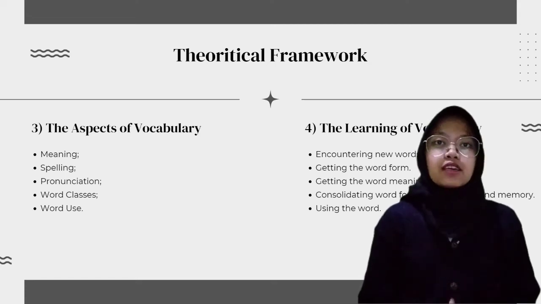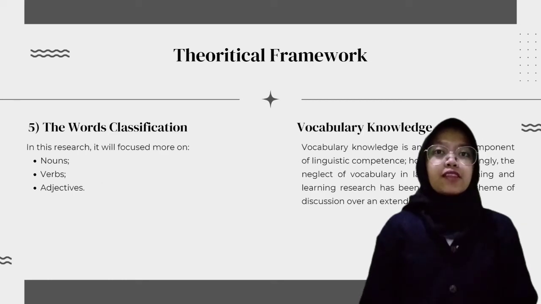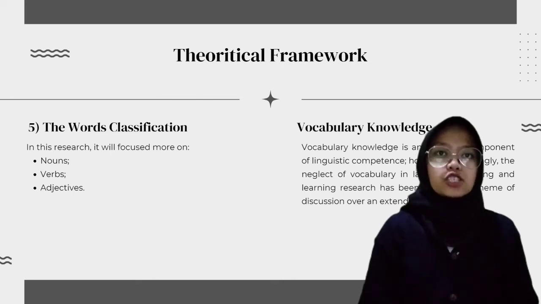Then, the fourth is the learning of vocabulary. According to Brown and Pina in Hedge and Brown, 1995, they did an analysis that resulted in a very clear model where the strategies fall into 5 essential steps. For the first is encountering the words, and then the second one, getting the word form, and then the third one, getting the word meaning, and then the fourth is consolidating word form and meaning in memory, and the last one, using the word. And then the fifth is the words classification.